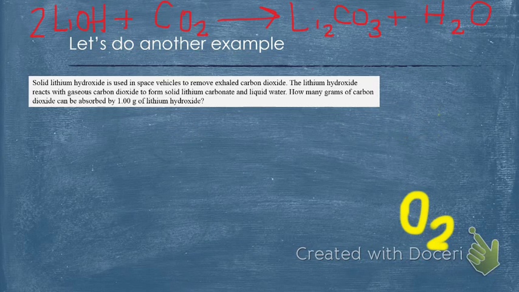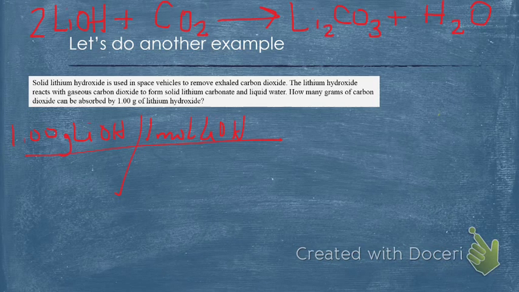Let me erase everything that was there before. Okay. So, now let's go ahead and figure this out. We have to go from grams of lithium hydroxide, 1.00 grams of lithium hydroxide. We know that every mole of lithium hydroxide is equal to 23.95 grams. So this way our grams cancel out.